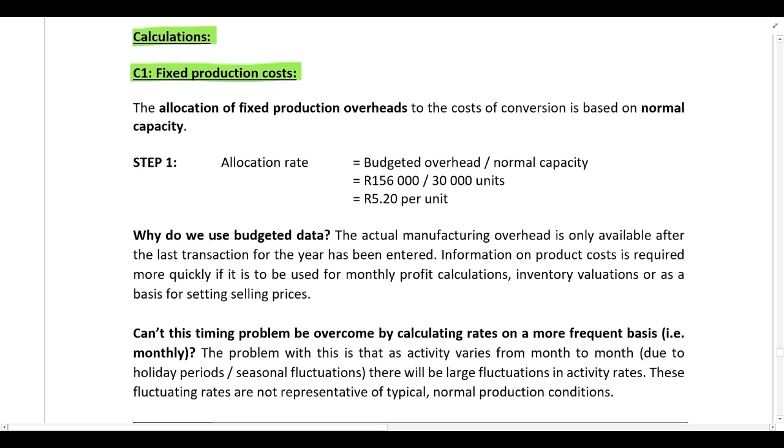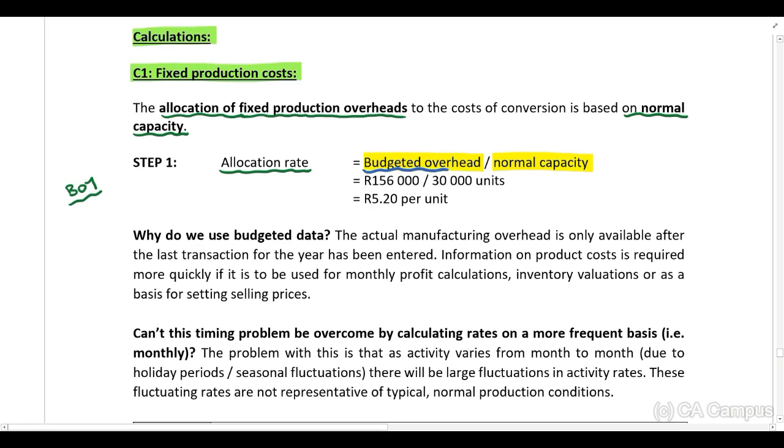We know that in terms of IAS 2, fixed production overheads must be allocated to production based on normal capacity. So what the company is going to do at the beginning of each year, they are going to calculate an allocation rate. And you calculate the allocation rate by taking your budgeted overhead for the year and dividing by normal capacity. Let's discuss this in a bit more detail.